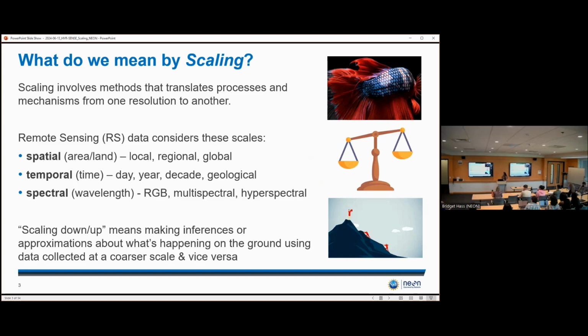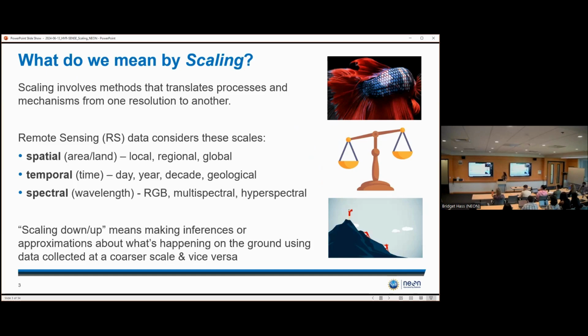Temporal can mean what time frame are we looking at? Are we looking at days, years, decades, or even up to geological timescales? And of course, remote sensing data hasn't been around that long, so the longest we can look at is decadal or century timescales at this point.